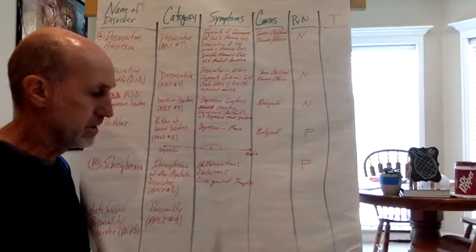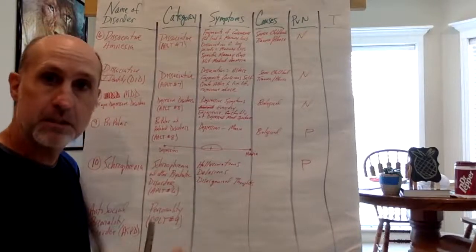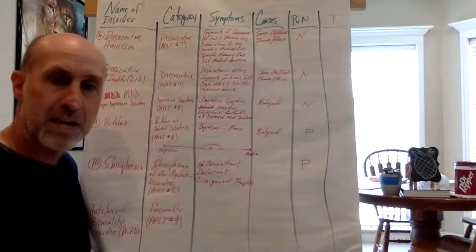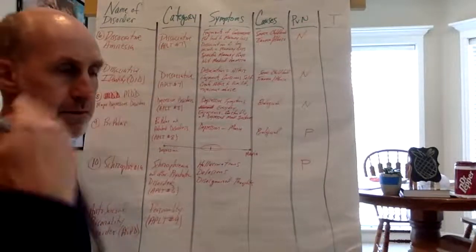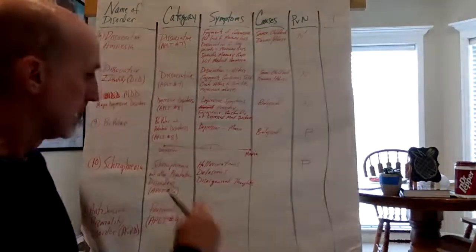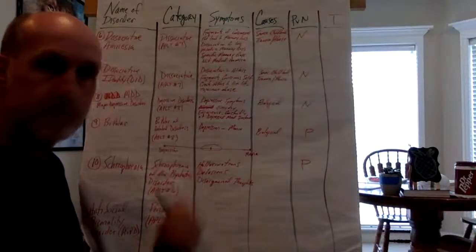Then delusions. Delusions are basically thoughts that are not based in reality, okay? So when I have delusional thinking, I am thinking thoughts that are not based in reality. Usually they are related together, but they don't have to be.